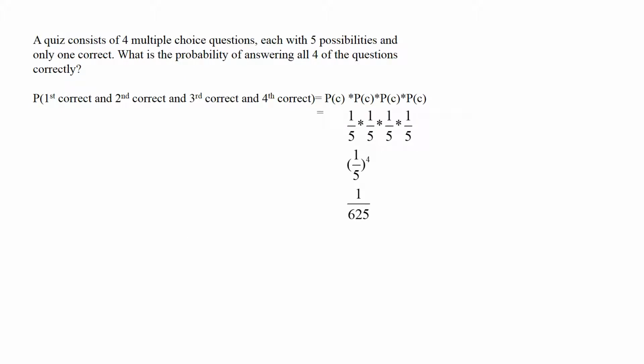The last question says a quiz consists of 4 multiple choice questions, each with 5 possibilities, only one correct. What is the probability of answering all 4 of them correctly? This is an AND problem. The probability that the first question is answered correctly is 1 out of 5, and the second, the third, and the fourth are each 1 out of 5. The answer is 1/5 times 1/5 times 1/5 times 1/5, which we could write as 1/5 raised to the 4th power, which is equal to 1 over 625.